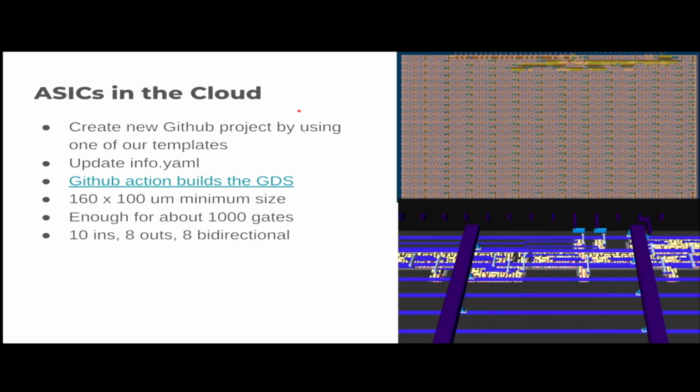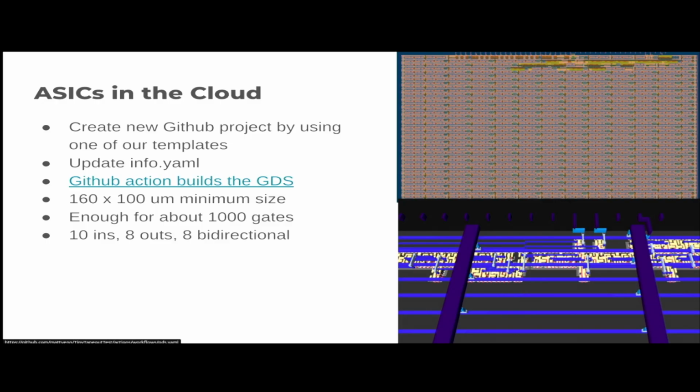Well, a large part of it is how easy we've made it to get the files you need to do a tapeout. So we call that ASICs in the cloud, and we leverage GitHub Actions. You create a project from one of our templates, you make a few updates, and then when you commit to the repository, an action runs, and what that means is it spins up a virtual machine, installs the open source tools, and then builds the files you need, the GDS files.